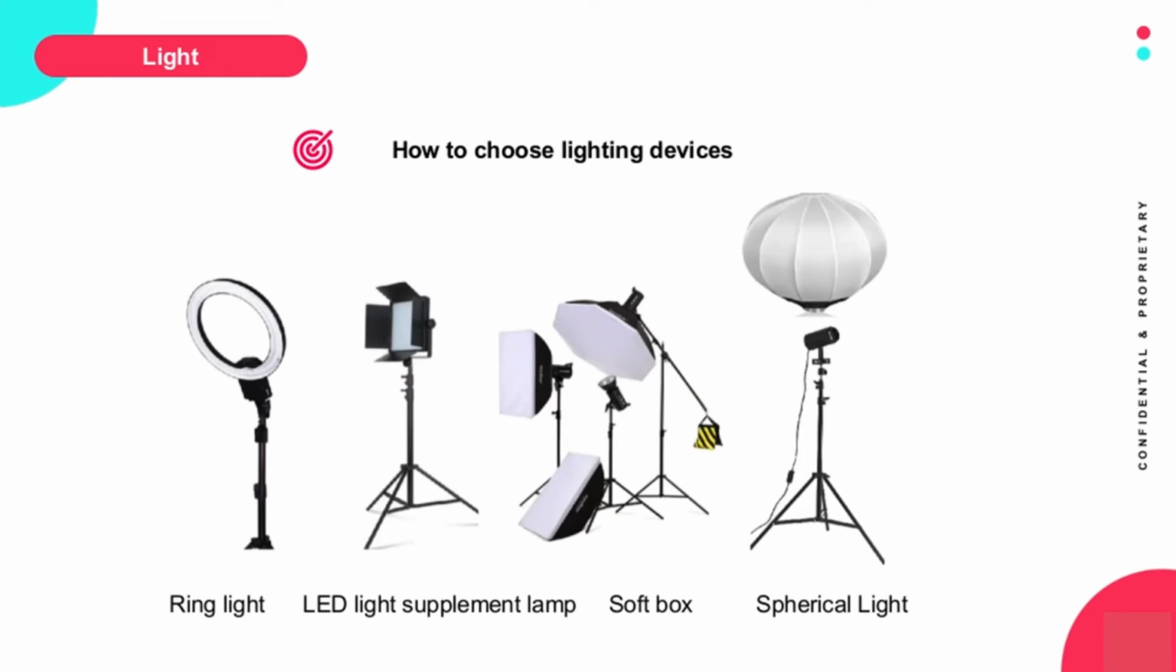So how to choose lighting devices effectively? Let me first introduce some basic and commonly used lighting devices. The first one is the ring lights, and the second one is the LED light supplement lamp. The third one is the softbox, and the last one is the spherical lights.